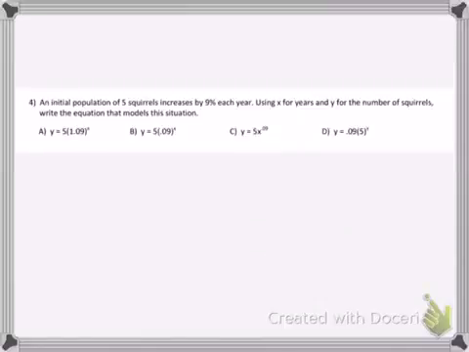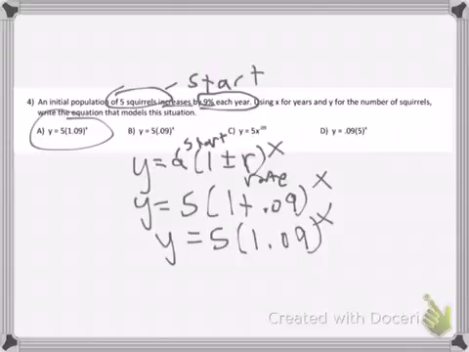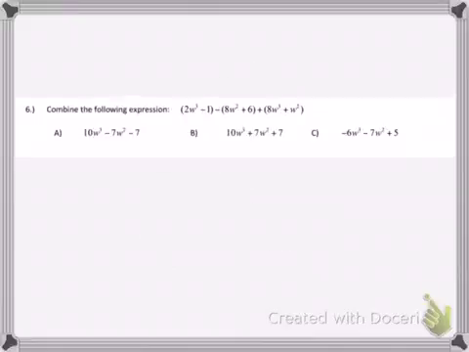The initial population of 5 squirrels increased by 9% each year. Using x for the years and y for the number of squirrels, write the equation that models the situation. So we got 5 as our start point and 9% each year. So our start point is A, so we know that 5 is going to go for A, and then we got 0.09 for 9%. Since it's increasing, we're going to add it and get 1.09 raised to the x.